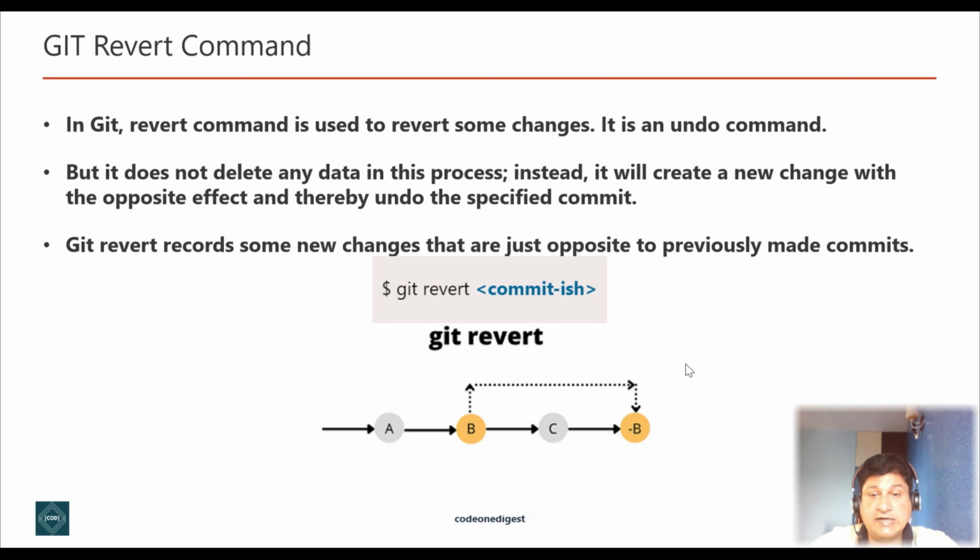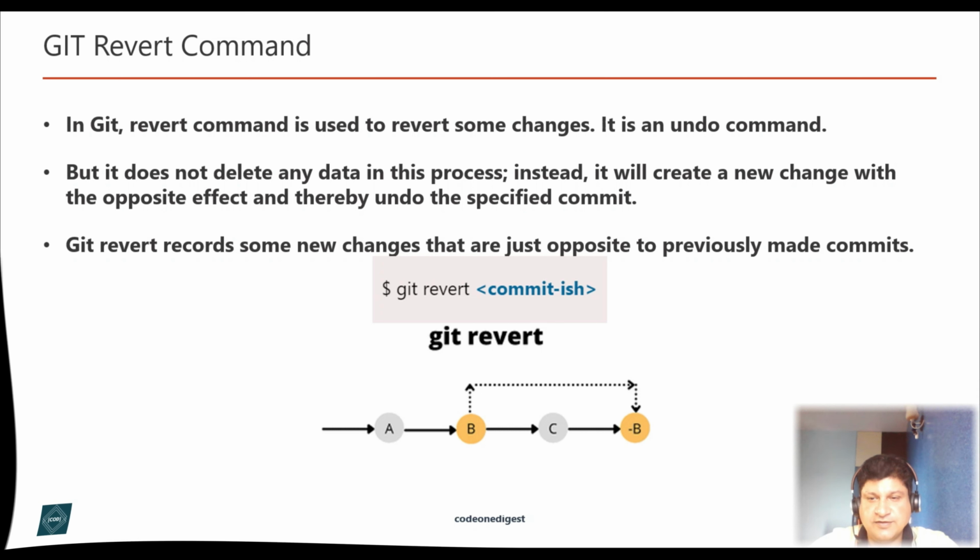But it creates a new version for it. It doesn't go and delete that version. It creates an opposite version for that particular previous version. Let's say you had deleted a file in version B, then in the reverse process, that file would be added back to the repository. It's exactly the opposite operation in revert.